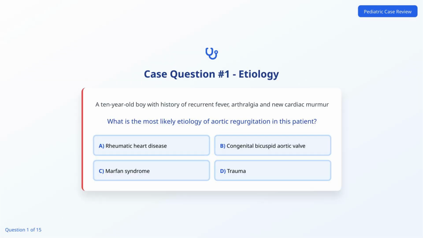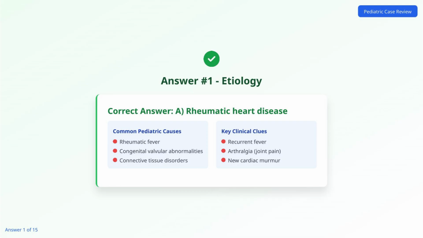Question 1: A 10-year-old boy presents with a history of recurrent fever, joint pain, and a newly discovered cardiac murmur. What is the most likely etiology of aortic regurgitation in this patient? Is it A, rheumatic heart disease, B, congenital bicuspid aortic valve, C, Marfan syndrome, or D, trauma? The correct answer is A, rheumatic heart disease.